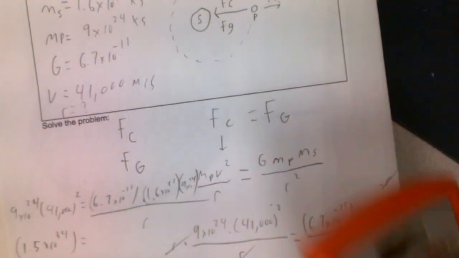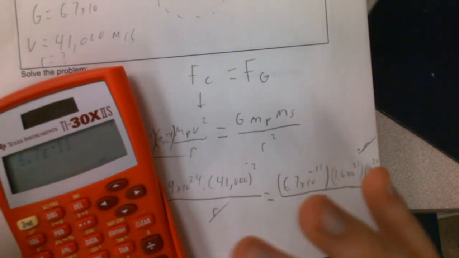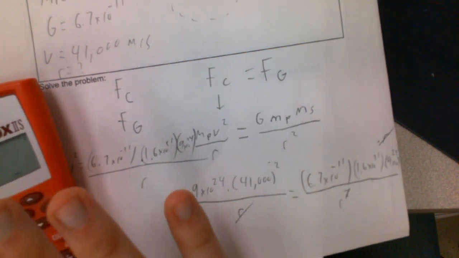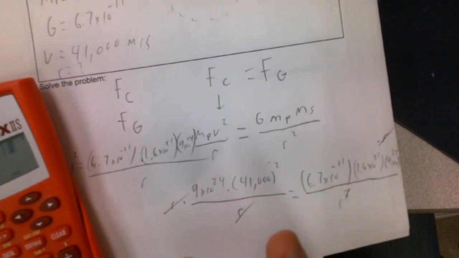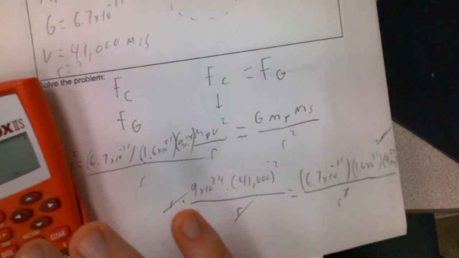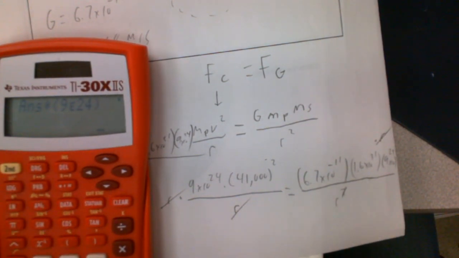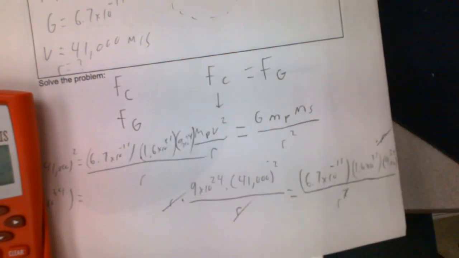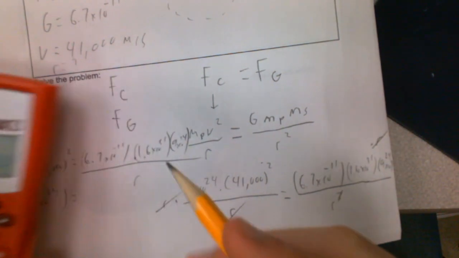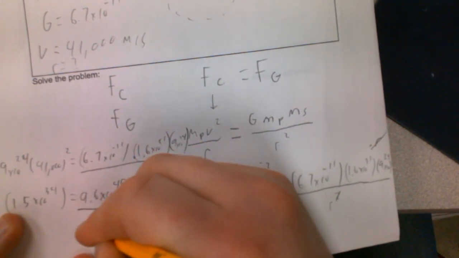And then over here, we've got this times this times this. We'll go ahead and do that as well. 6.7 times 10 to the negative 11th times, put this in parentheses just to be safe, 1.6 times 10 to the 31st gives us this, and then times again 9 times 10 to the 24th. Okay, so this times this times this gives us 9.648. I'm going to call that 9.6 times 10 to the 45th power, and then that's over r.